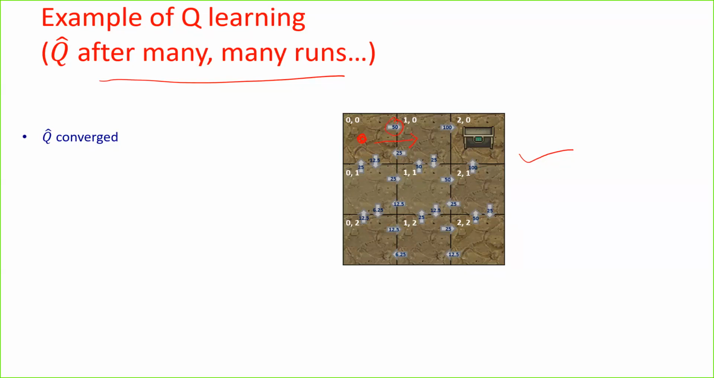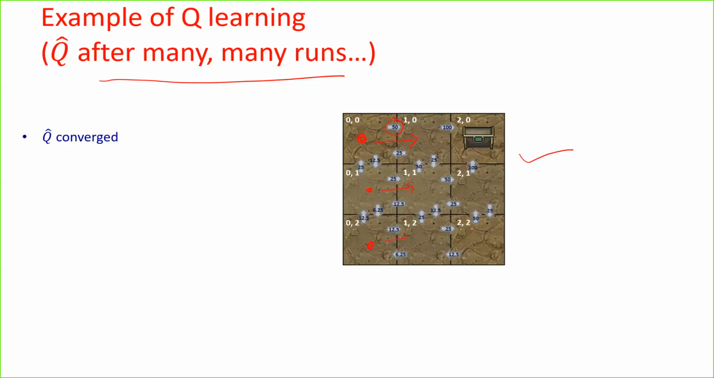If you are at 0, 1, what is the maximum value? 25 is the maximum value. It can be either in this direction or in this direction. You can take any. All right, you can choose randomly. Right, and if you are at 0, 2, then what is the maximum value? Maximum value is 12.5. That is again either in this direction or in this direction. You can take any direction randomly.